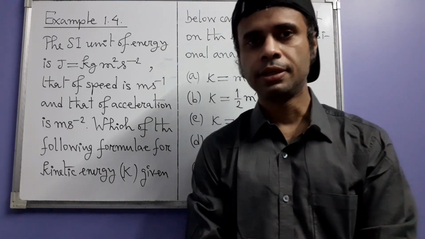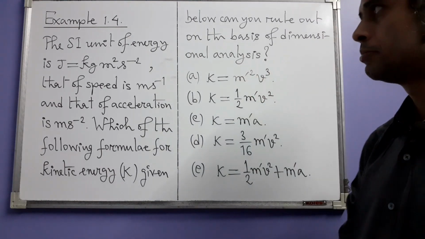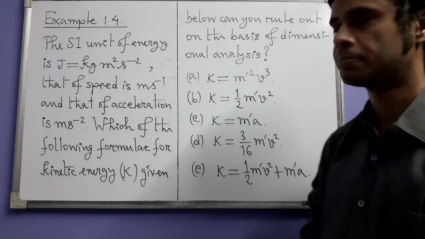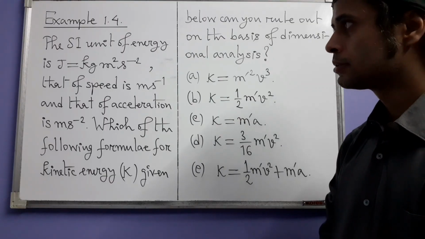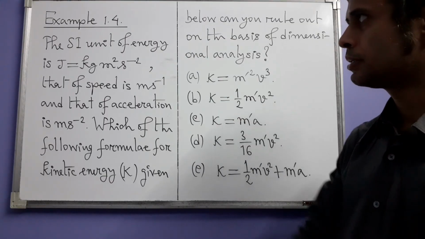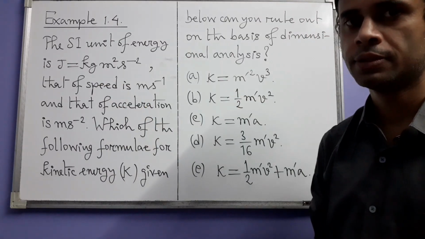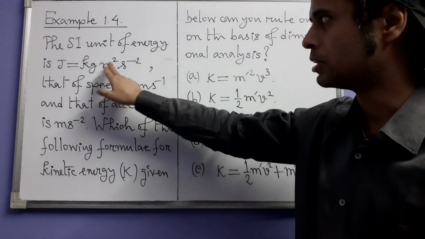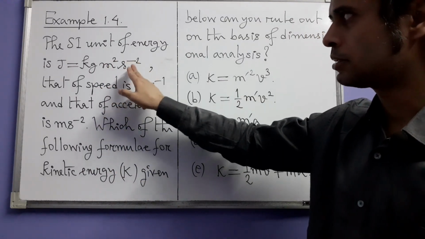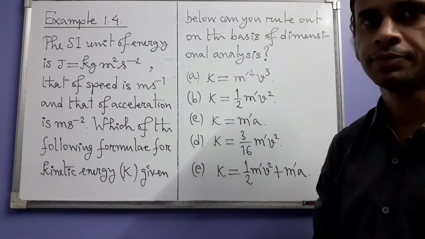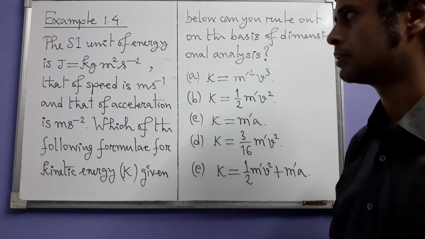Let us next see example 1.4. We are nearing the end of this chapter. So what does this example say? The SI unit of energy is joule, kilogram times meter square per second square, that is divided by second square.